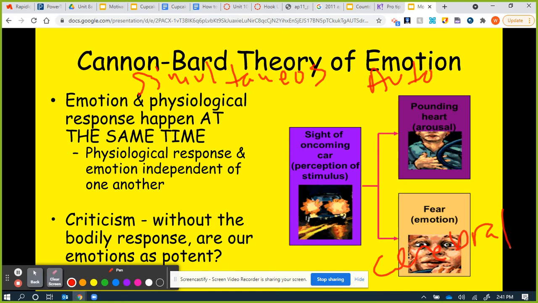Criticism of this is, what they have found is that people that are paralyzed from the neck down oftentimes don't feel as strong of emotions. Emotions sometimes aren't as potent because they are not necessarily able to feel the physiological change in their body because they're paralyzed.